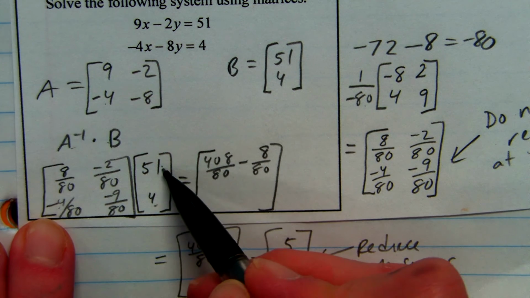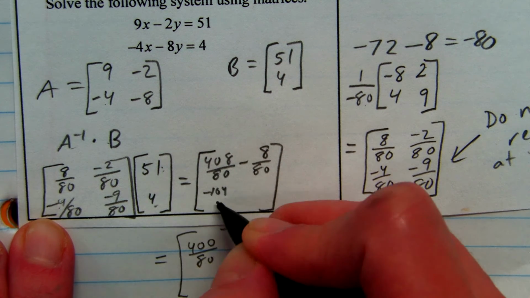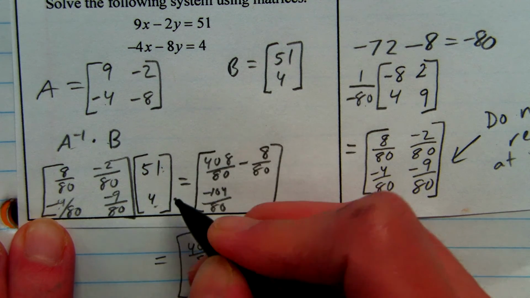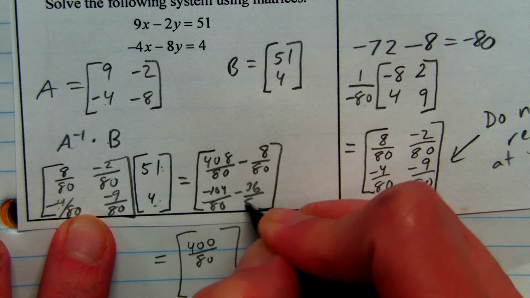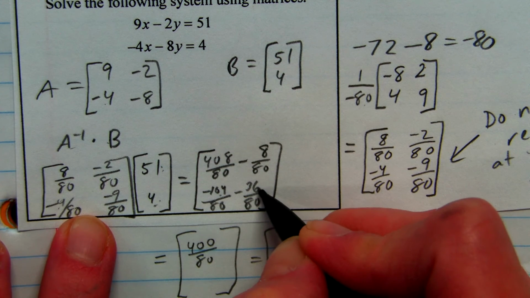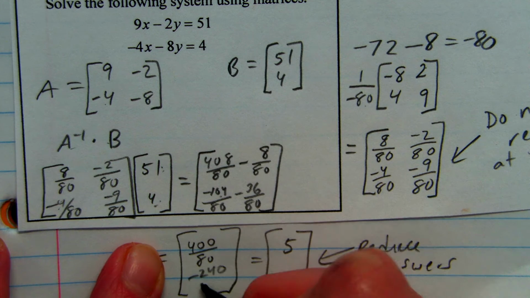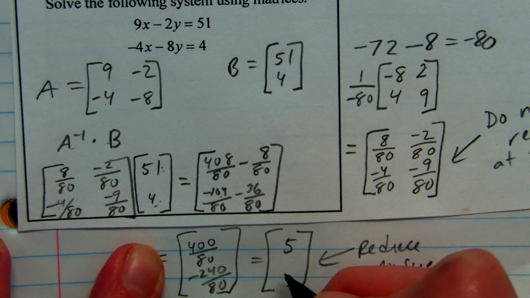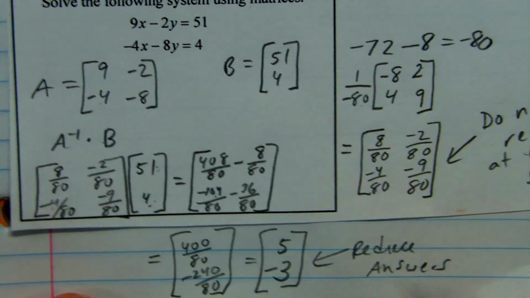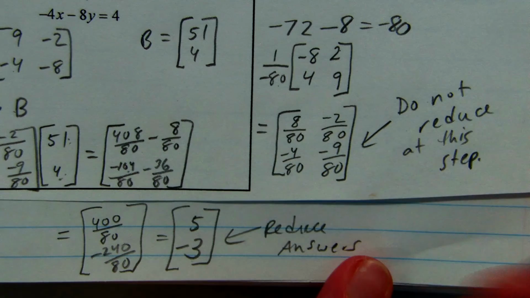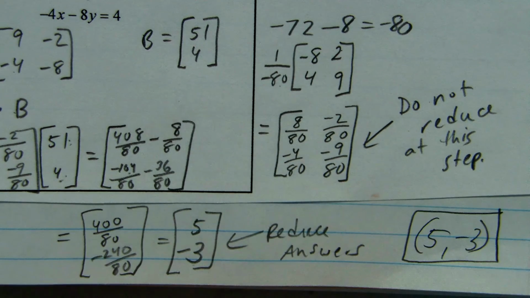Negative 4/80ths times 51, negative 4 times 51 is negative 204/80ths. Negative 9 times 4 is negative 36/80ths. So negative 204 and negative 36 is negative 240/80ths. Now 240 divided by 80 is negative 3. So that means x is 5, y is negative 3. So my answer is actually 5, negative 3, the point, if we were to graph these.